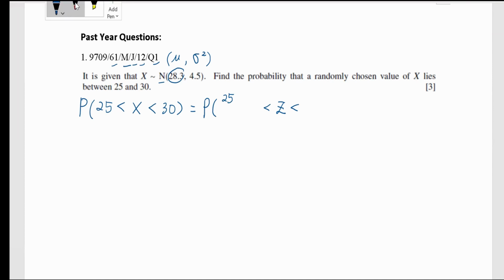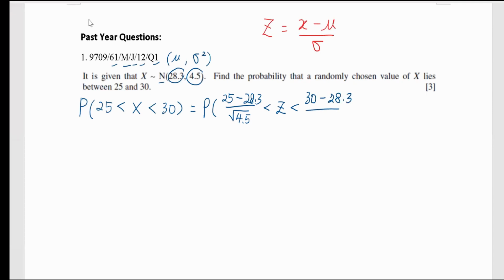So let's say I put the formula at the side here. Z-score equals X minus the mean divided by standard deviation. So X minus the mean 28.3 divided by square root 4.5. Remember, the value 4.5 is the variance, but what we want is the standard deviation. So square root the variance, you get the standard deviation. Another value of X minus 28.3 over square root 4.5. All right, now we find out the values.